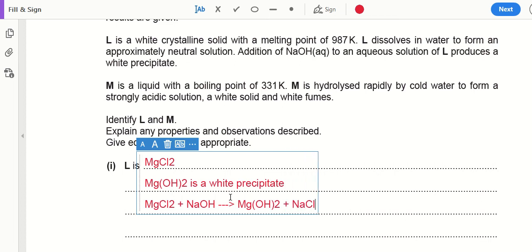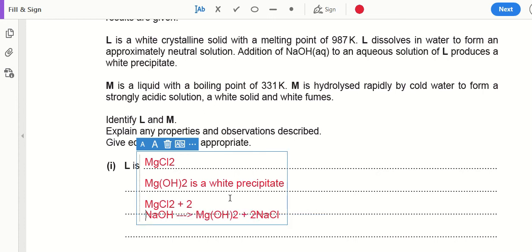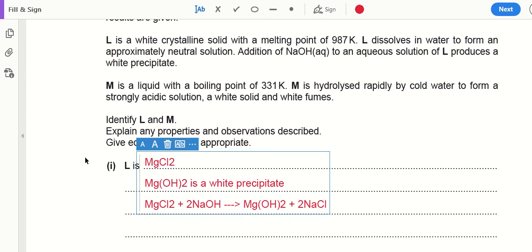Do not forget to balance the equation. So I need 2Cl. That means 2Na. Alright, now that gives us all 3 points. Let us move on to M.